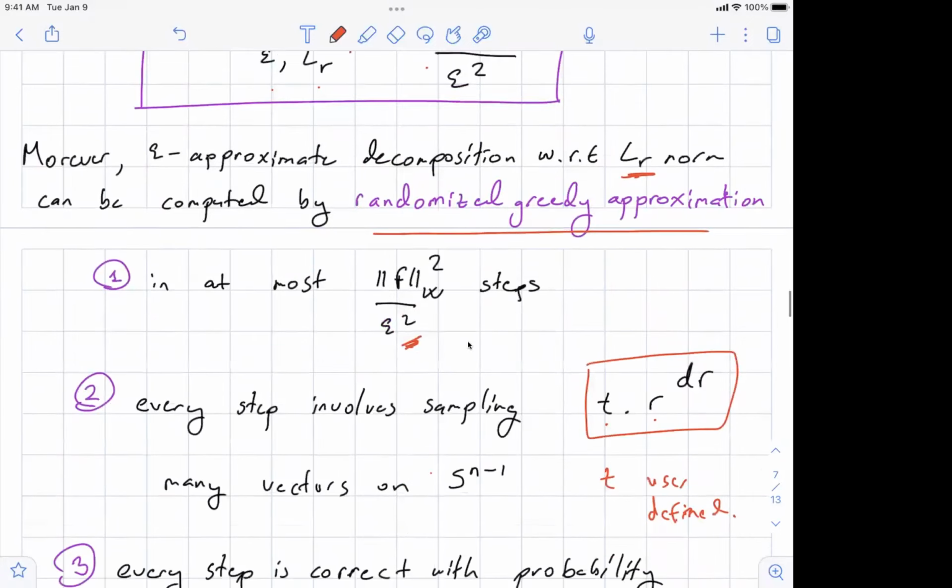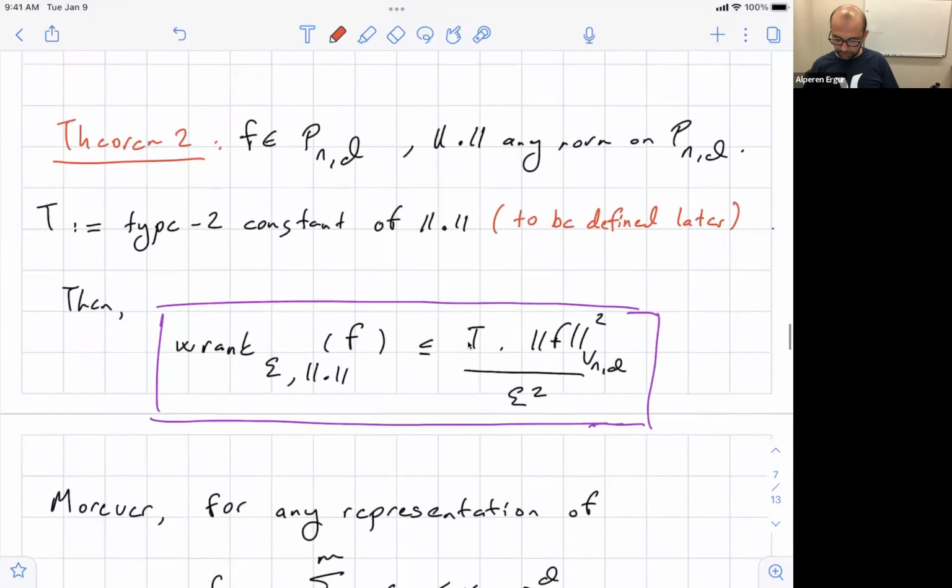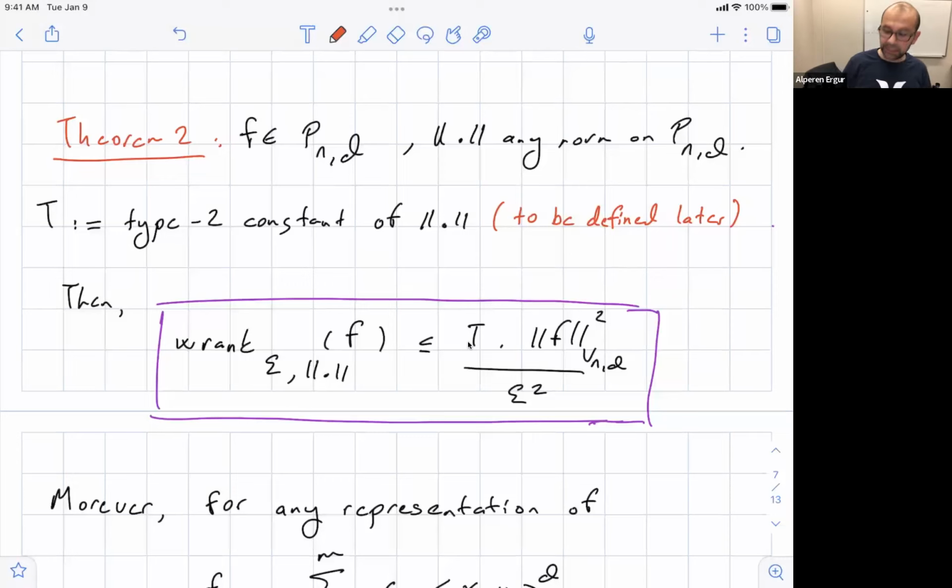All right, so this is the first theorem, and here's my second theorem. You give me any norm that you like, okay? And I'm gonna state the theorem for any norm. As I said, I cannot compute with arbitrary norms. The algorithm will be for the norms you can compute with, okay? All right, so the theorem statement is as follows. You give me any polynomial f, and there is something called the type 2 constant of a norm. Don't worry about it. This is something tame.